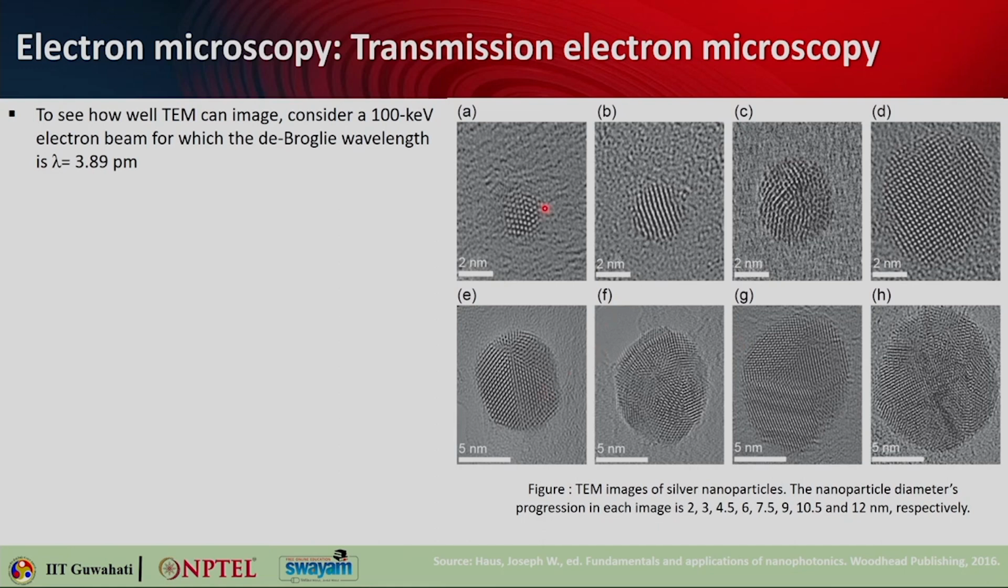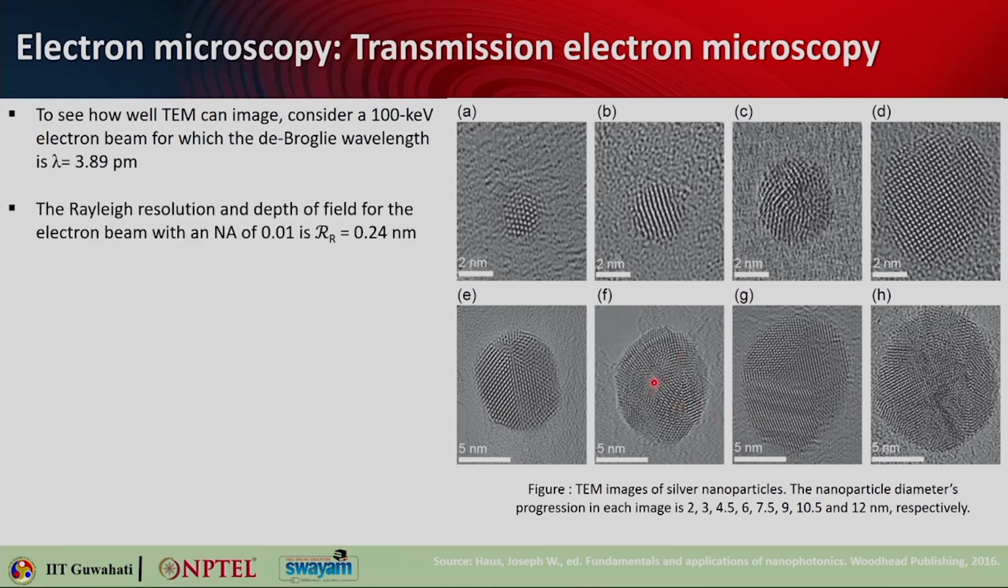These are TEM images of silver nanoparticles. Here the diameter of the particle is increasing from 2 to 3, 4.5, 6, 7.5, 9, 10.5 and 12 nanometer. But you can see the very fine details that you can obtain from TEM images. What has been used here is a 100 keV electron beam, which has a de Broglie wavelength of 3.89 picometer, and that is why you are able to see such fine details of the nanoparticle structure.